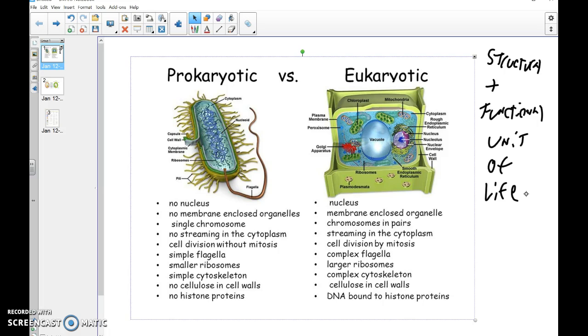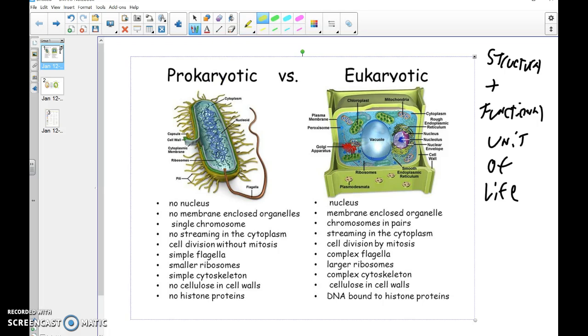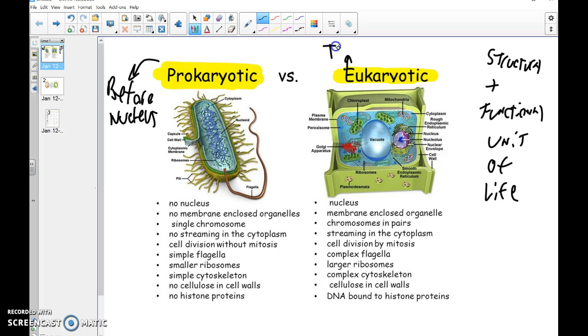But it's also very important to understand that cells fit into one of two categories. They are either prokaryotic or eukaryotic. This is the most important place that we want to create organization for cells. Now, prokaryote literally translates as before nucleus, and eukaryote translates as true nucleus.